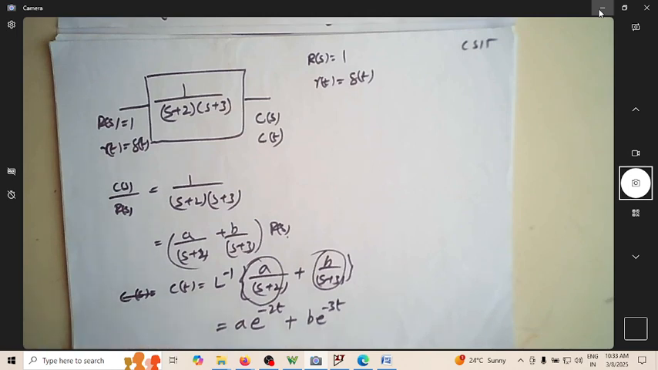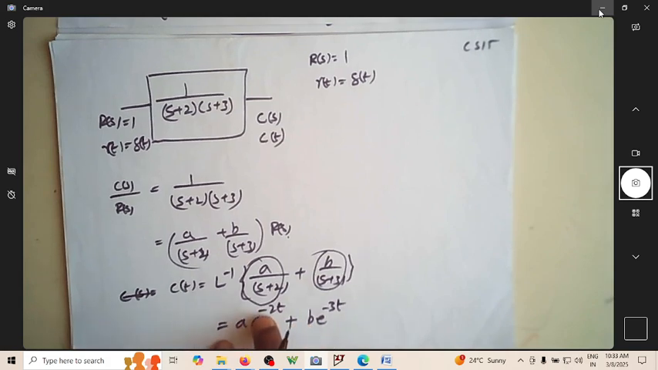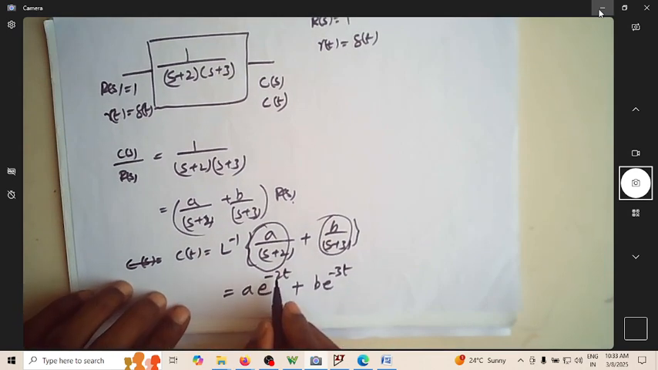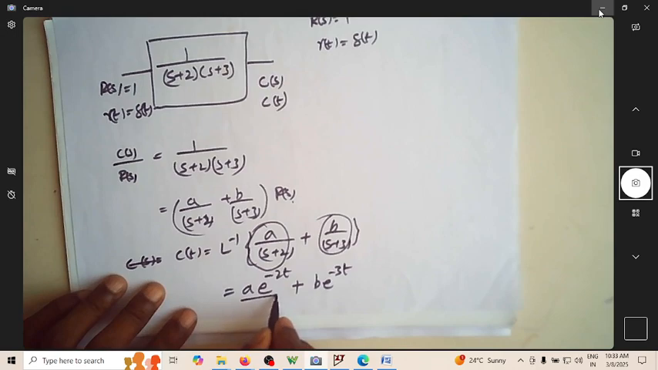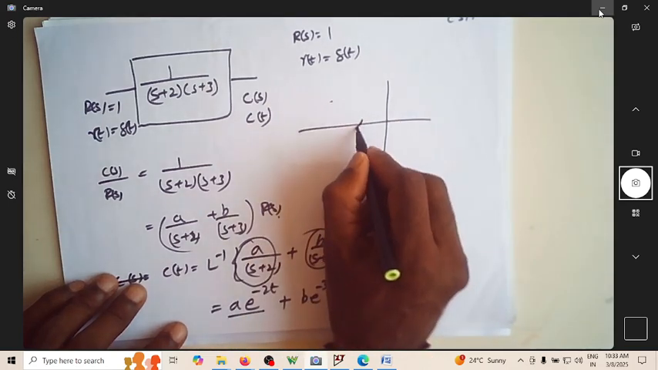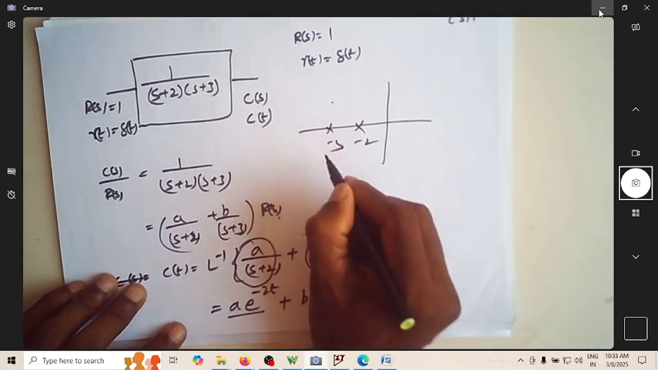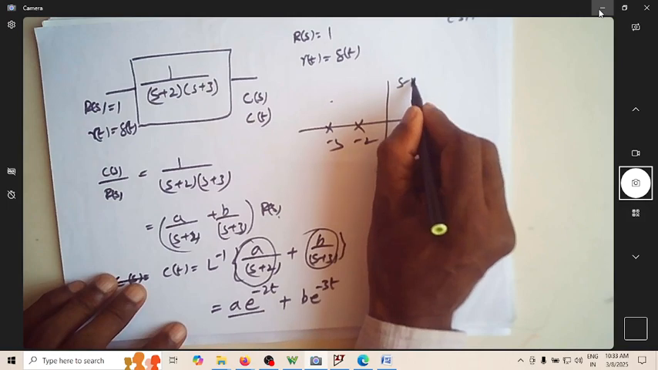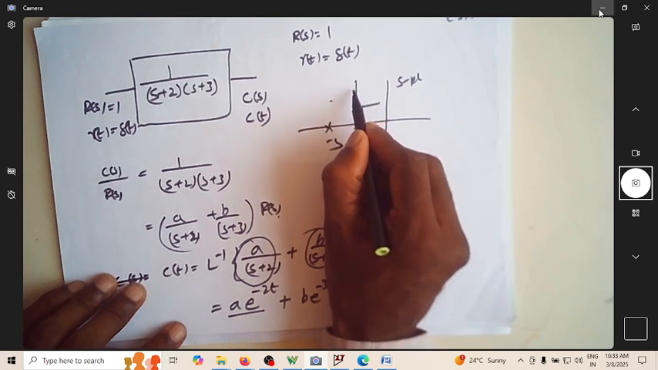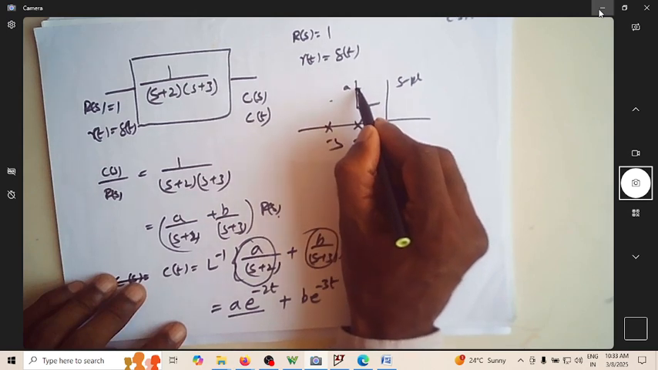So being a control system engineer, I'm not too worried about this A and B. I'm worried about whether this is minus or plus, because what is the time response of this? Where are the poles now? The poles are there at minus 2 and minus 3. This is my S plane. What is the time response of this? It starts at A and it comes down.